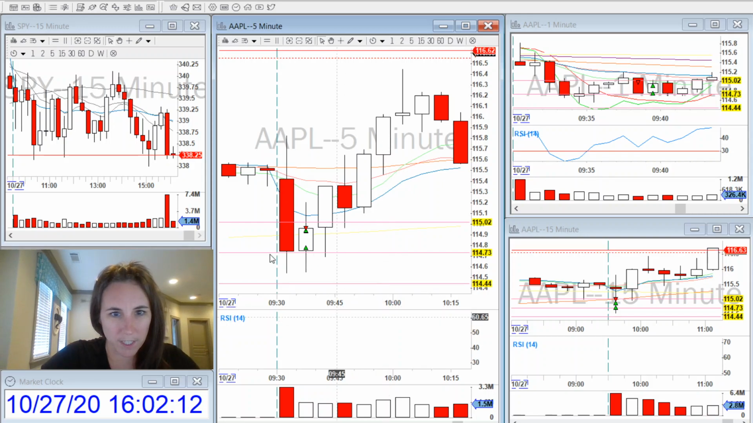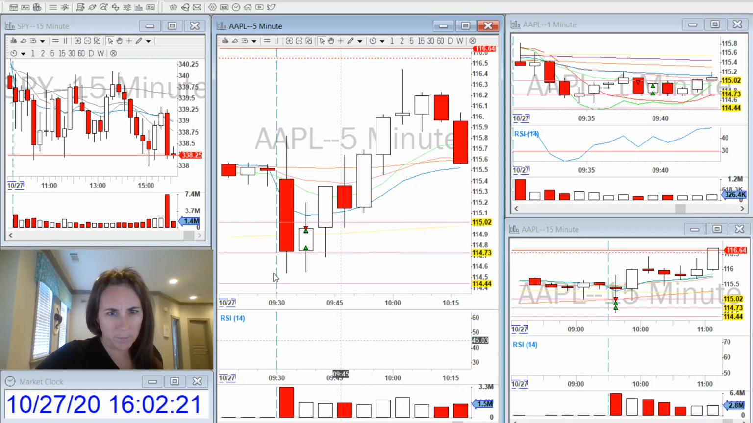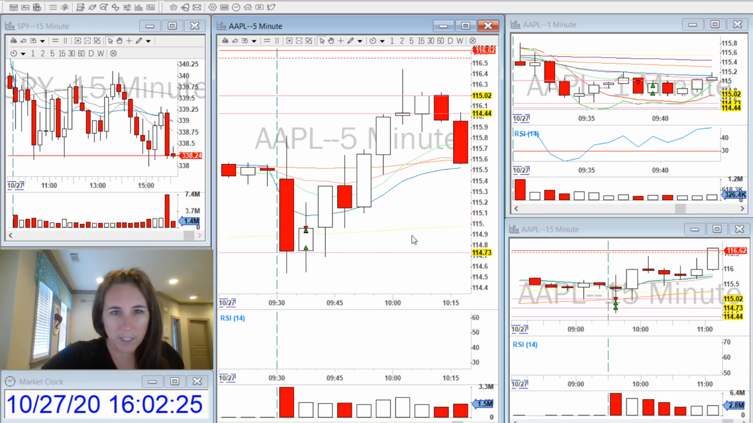My first partial was taken at this level I have marked from the daily. My second one was going to be this level that I have marked from the daily, or the low of the day. But I took one partial and it came back and stopped me out at break even.